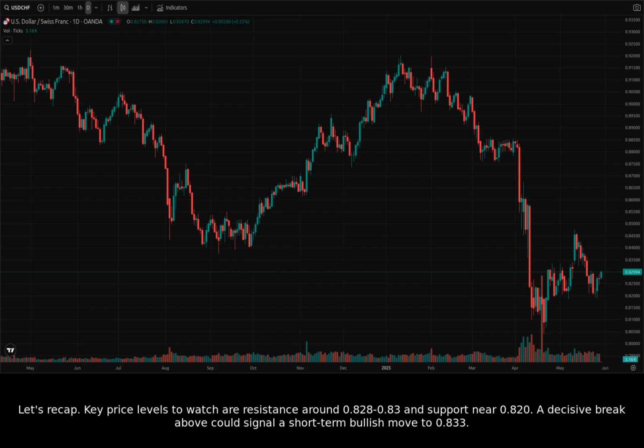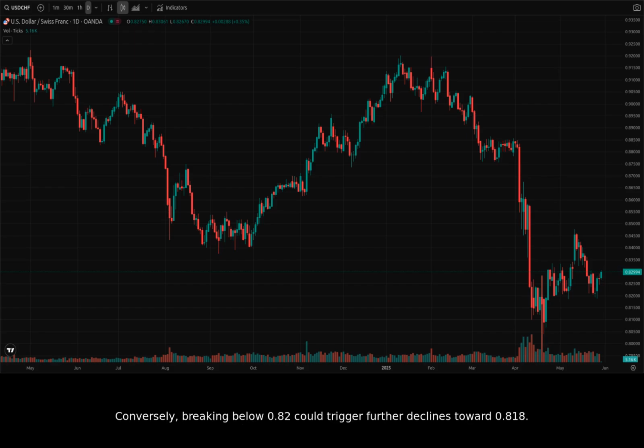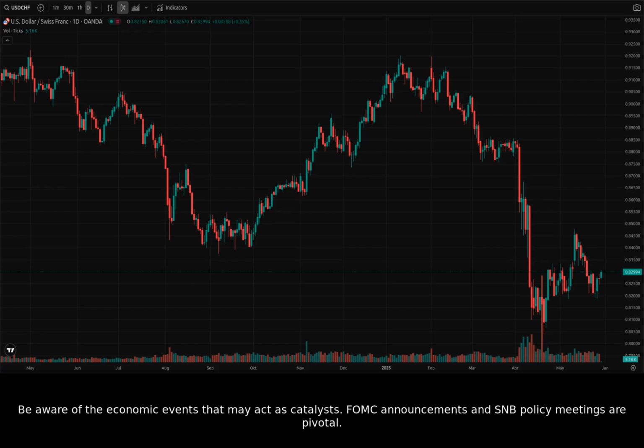Let's recap. Key price levels to watch are resistance around 0.828 to 0.83 and support near 0.820. A decisive break above could signal a short-term bullish move to 0.833. Conversely, breaking below 0.82 could trigger further declines toward 0.818. Be aware of the economic events that may act as catalysts. FOMC announcements and SNB policy meetings are pivotal.